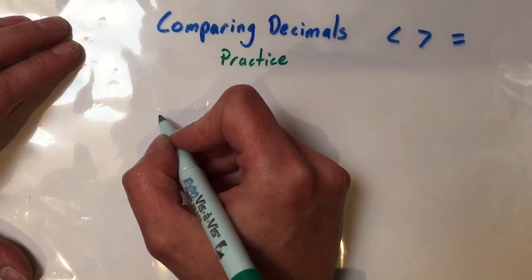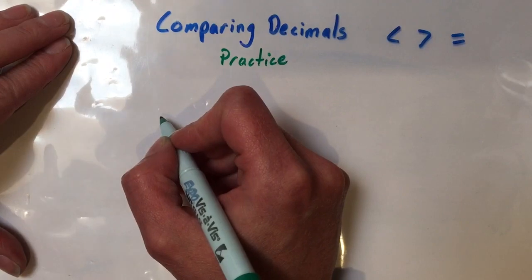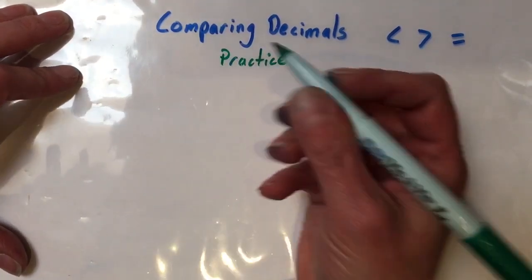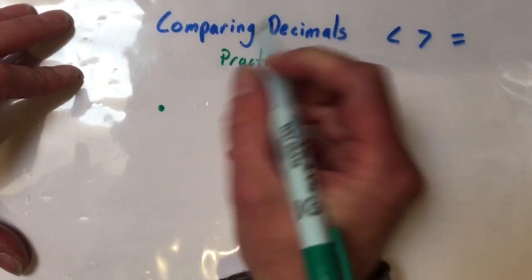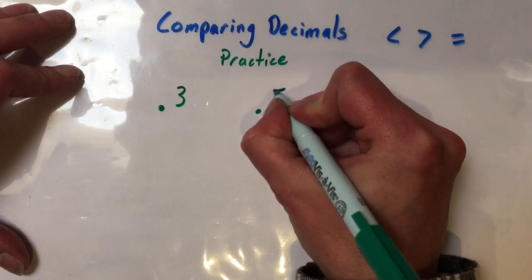Remember, I want you to pause the video, do it on your own piece of paper. Don't do it in your head. Truly do it on a piece of paper for your brain, and then hit play again to check your answer. So here we go. We're going to do 3/10 and 5/10.